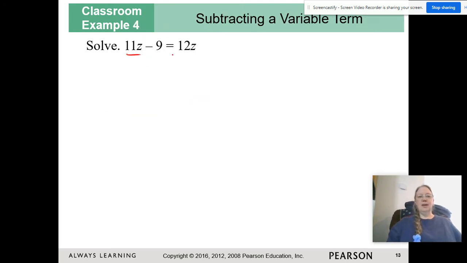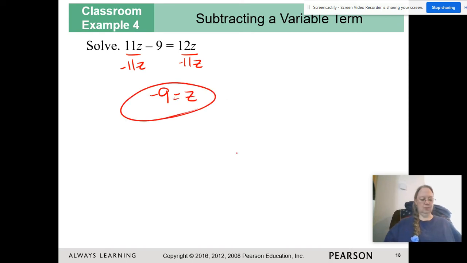All right, notice I have z's on both sides. First thing, always first thing, get the variables on the same side. If they're on opposite sides, get the variable on the same side first. So we're going to subtract 11z, and we have negative 9 is equal to z.